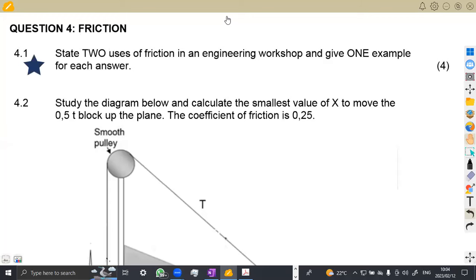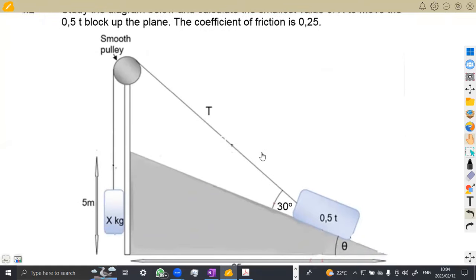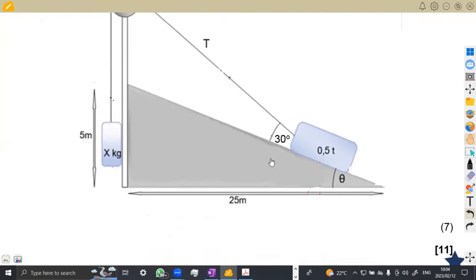In 4.2 we are given to study the diagram. Take note, guys. Study the diagram and calculate the smallest value of x to move the 0.5 ton block up the plane. The coefficient of friction is 0.25. This is the diagram that you're given, and it's actually 7 marks in total.